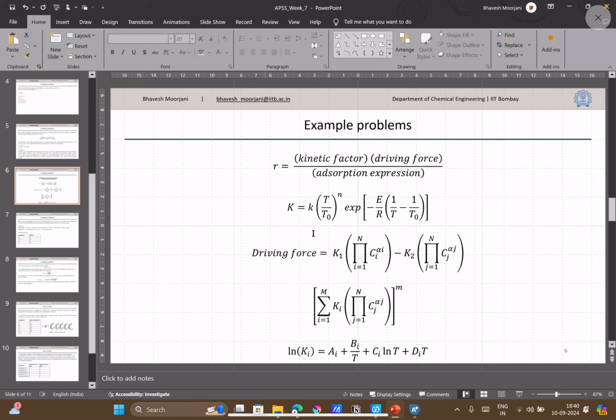Where the kinetic factor is similar to your Arrhenius equation, where k is equal to k0 exponent minus E by RT. If you have a T0 as a reference, then you can write the expression in this way. The driving force, this is a driving force for the adsorption that has been given, and then the adsorption expression is followed by this expression. Okay, you can also use the K. The exponential factor can also be dependent on the temperature of your system.